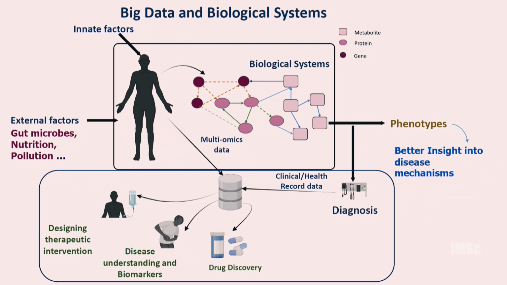Needless to say, biological systems are very complex systems. You know better than I do. When I look at it from the control point of view, we look at the inputs which are affecting the system, and there's an output which appears as an effect of the system, which we call the phenotype. The input can be innate factors, some genotypes, or external factors, typically like gut microbes, nutrients, pollution, etc. You can keep adding to that.